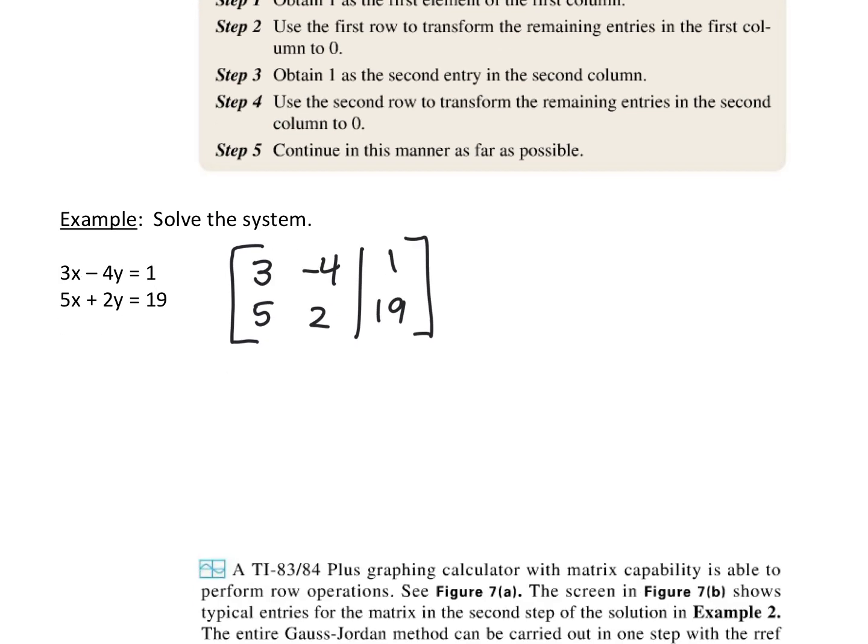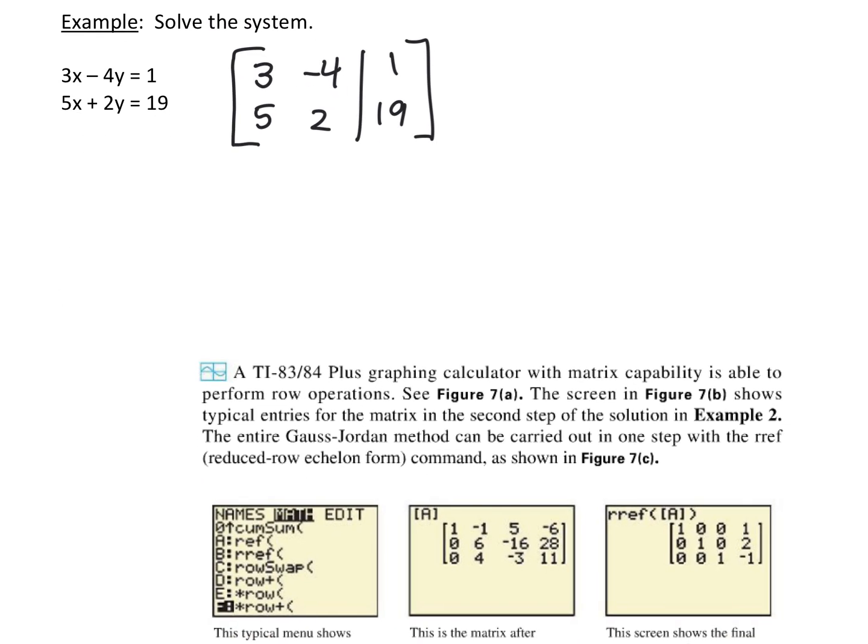I'm going to scoot this up. Okay, so that's just like the original matrix. That's what we get from this system of equations, okay? So you do have to have what's after the equal sign, so make sure you have 1 and 19. The goal is to get this to be 1, 0, 0, 1, and then these numbers over here on the right side will change, okay?